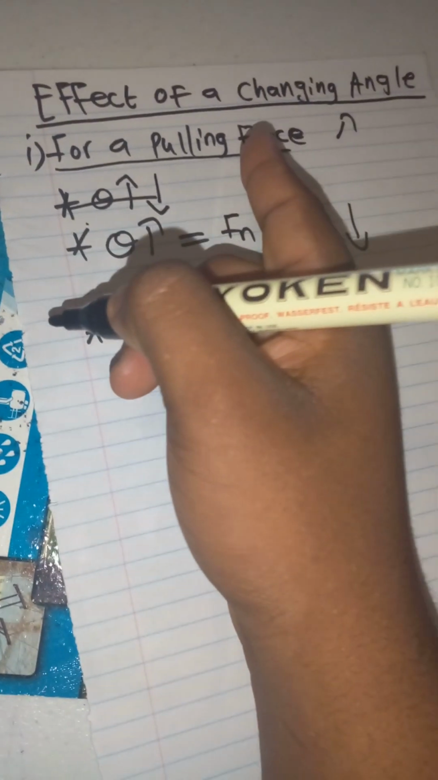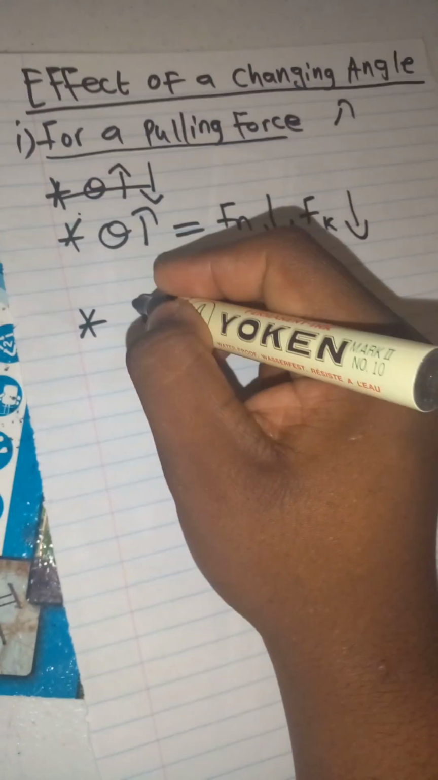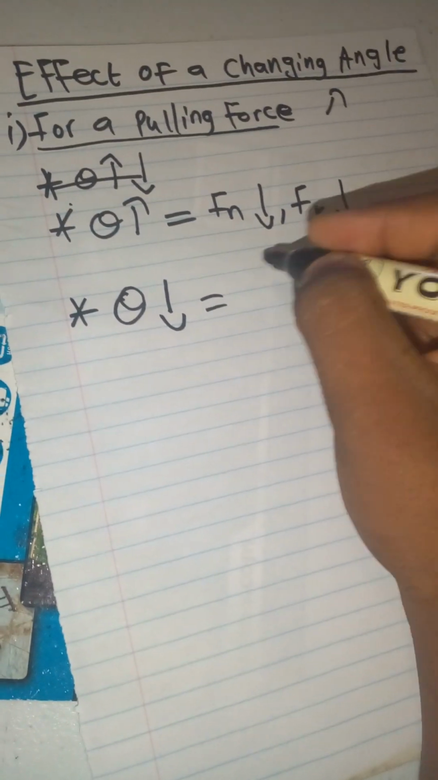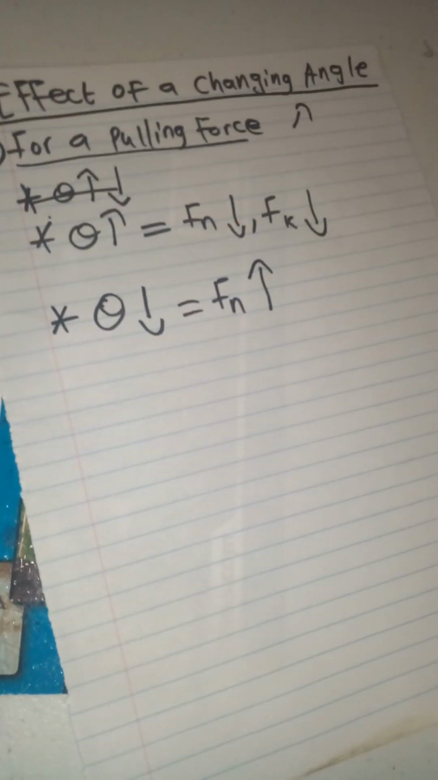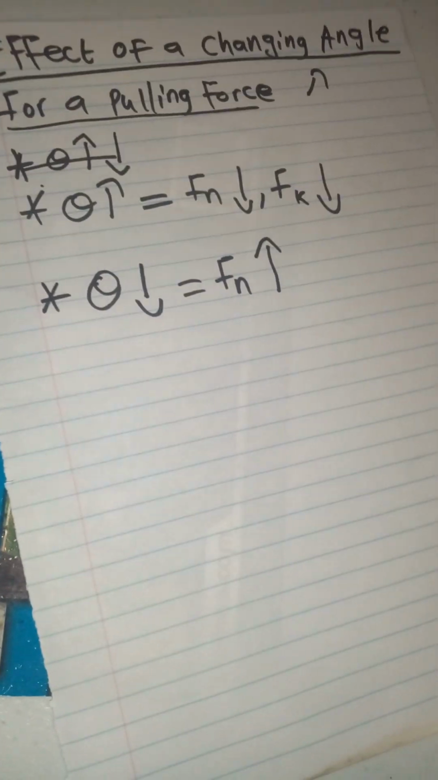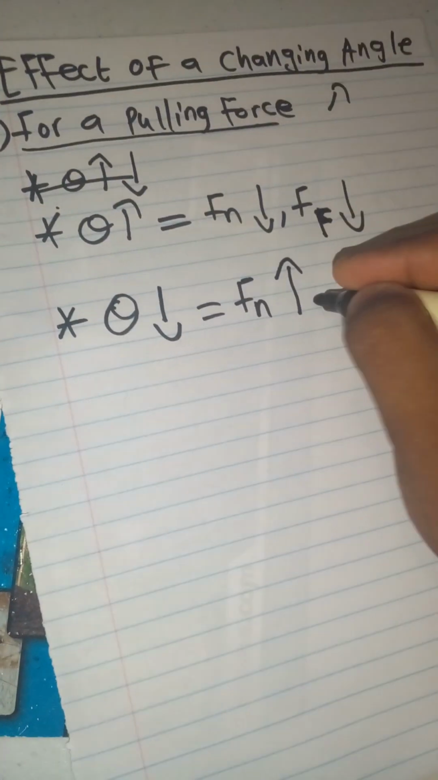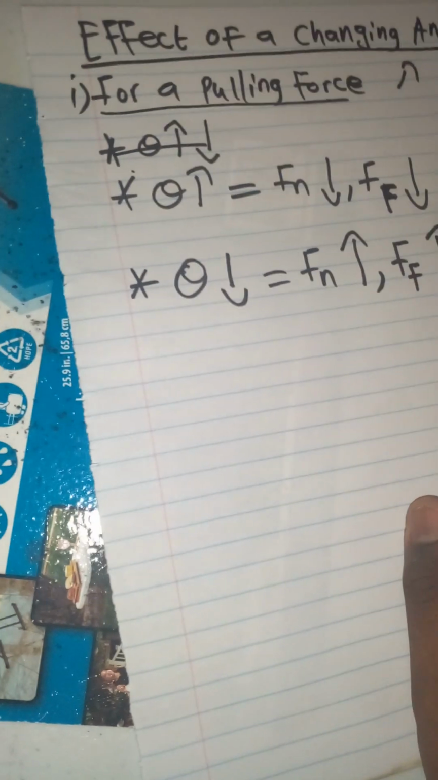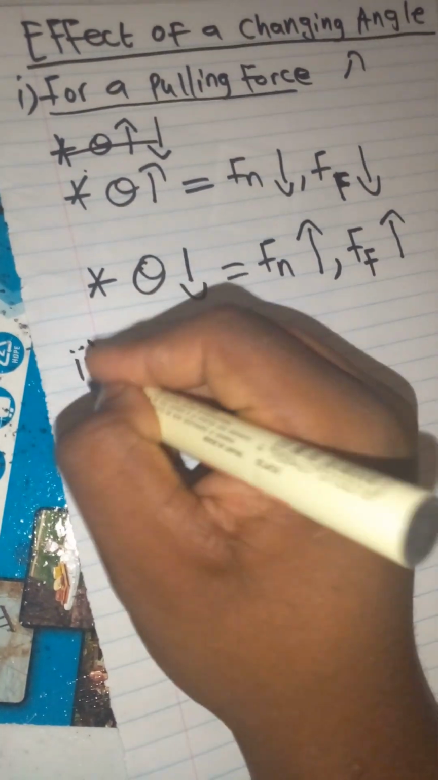Another thing you have to know for a pulling force: when the angle is decreased, the normal force will do what? It will increase. And since the normal force is directly proportional to the frictional force, let me just say FF here so that you can understand, then the frictional force will also increase. And then let's go to the pushing force.